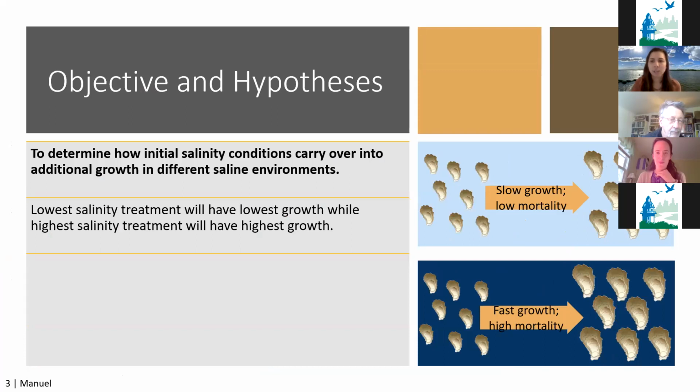So keeping that question in mind, we wanted to determine how initial salinity conditions carry over into additional growth in different environments. We had a few hypotheses to explore with these data. First, we expected the least amount of growth from spat in the lowest salinity treatment, which is exactly what we observe in the wild. Those up bay in the low salinity grow slower than those down bay.